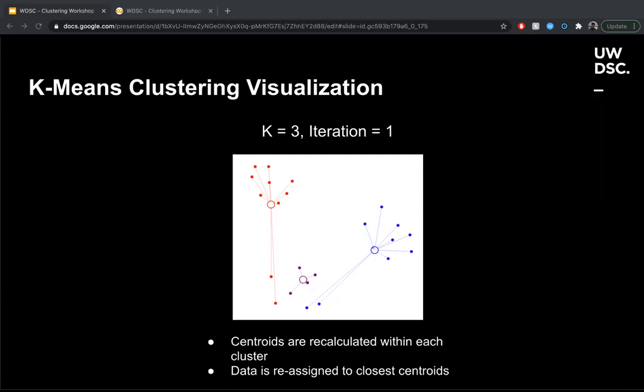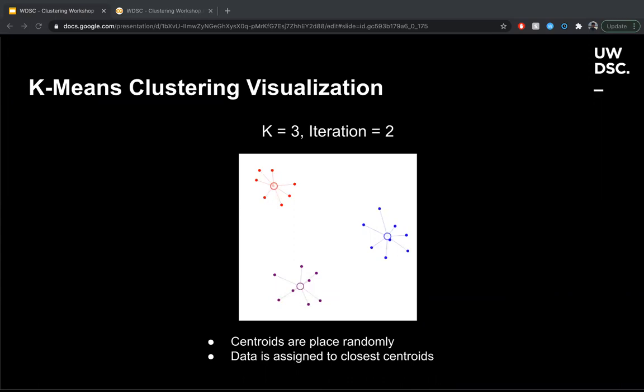And so we repeat this process basically until the centroids no longer move around and all of the data points are assigned to their closest centroid of the cluster. And that is basically how the clustering is done with k-means. So we do it again, and the centroids, sorry, they're not randomly placed. They're moved again. That was a mistake.